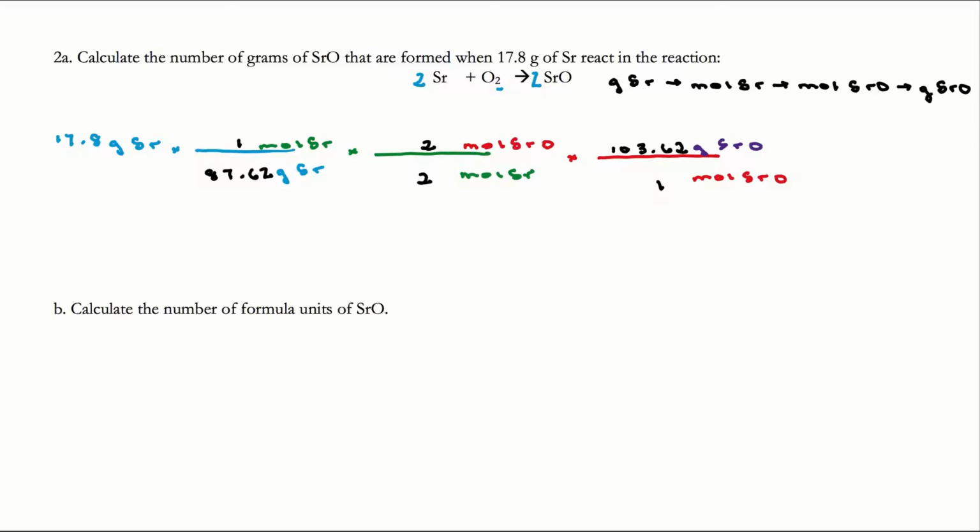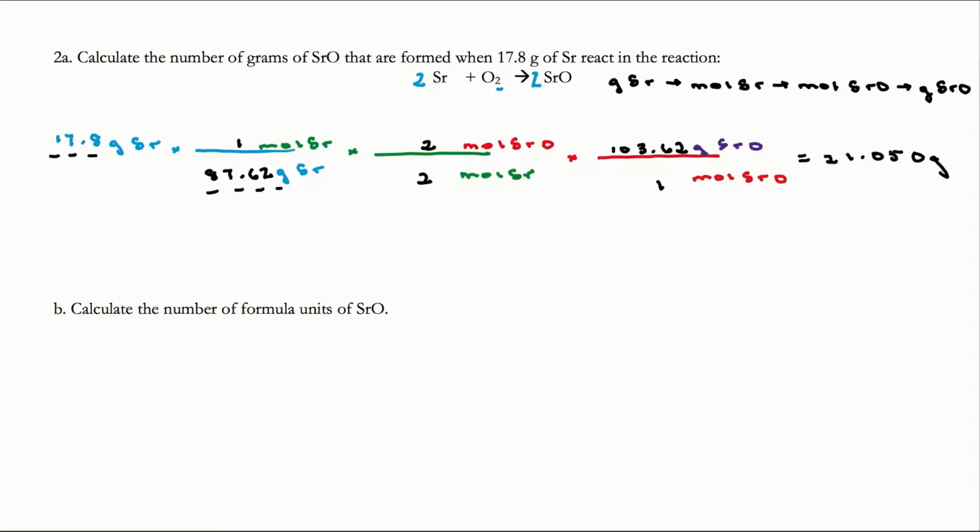So I'm going to take 17.8, divide by 87.62, then multiply by 2, divide by 2, and then multiply by 103.62. And what I end up getting for my grams of strontium oxide unrounded is 21.050 grams.